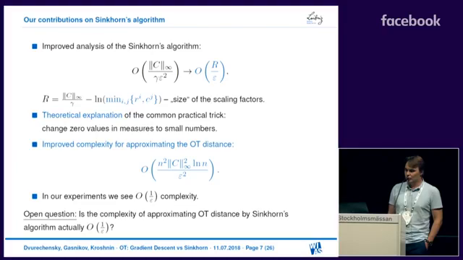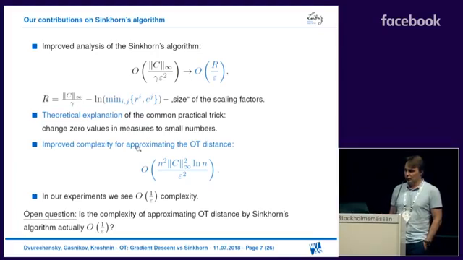Also, our bound as a byproduct gives a theoretical explanation for a very common heuristic trick. What people do in practice, if they see zero elements in the vectors r and c of our probability measures, is that for stability reasons they change the zeros to some small values like 10 to the power of minus 6. Our bound depends on some R, which depends on minus the logarithm of the minimal values of r and c, and says that if we do not do that, we cannot guarantee any convergence for Sinkhorn's algorithm.